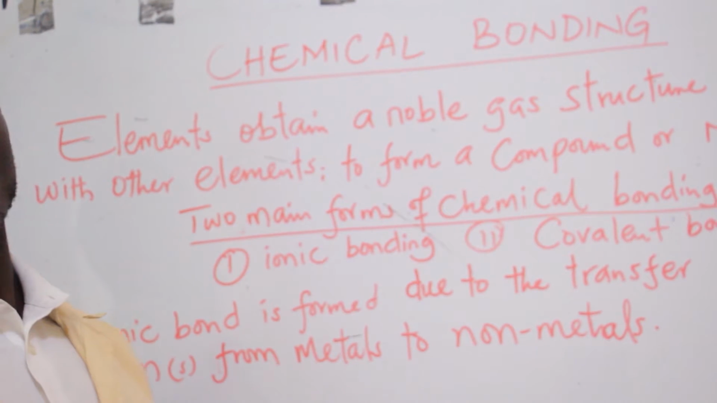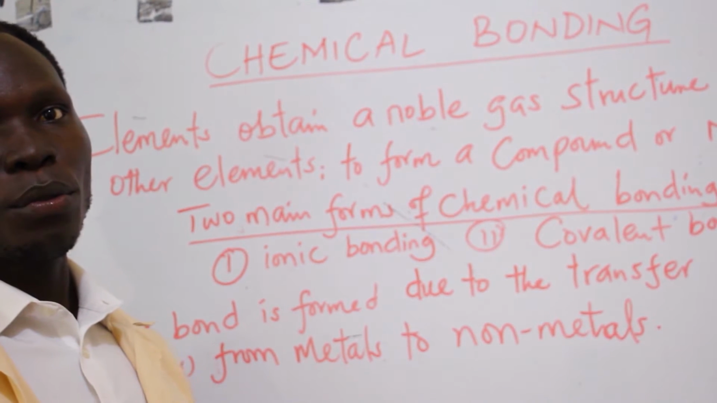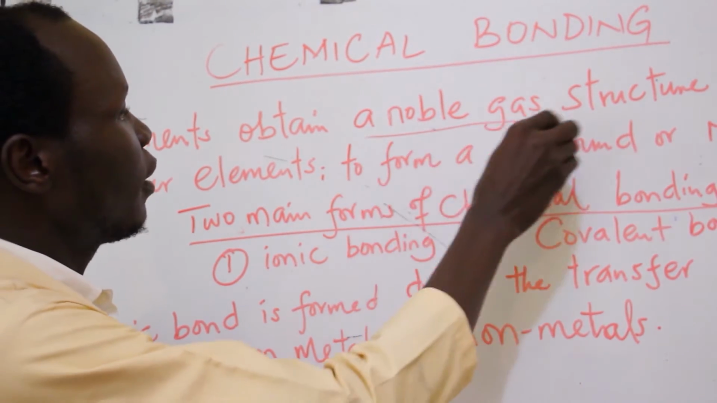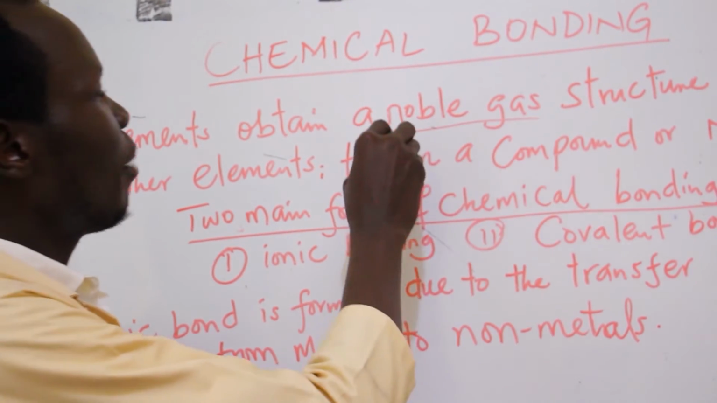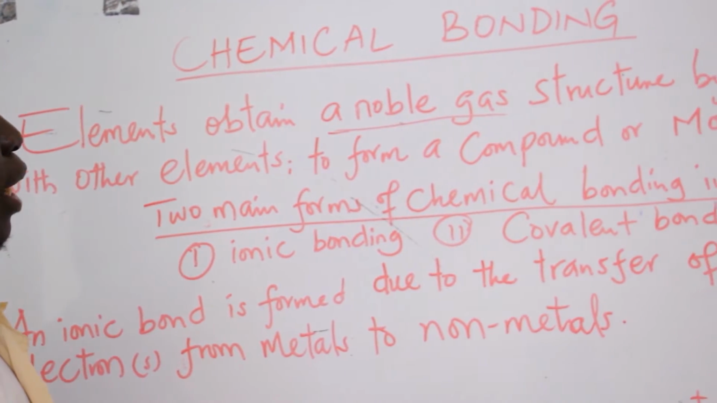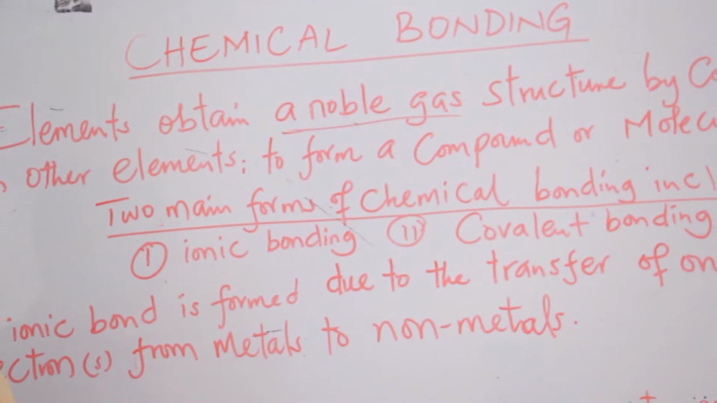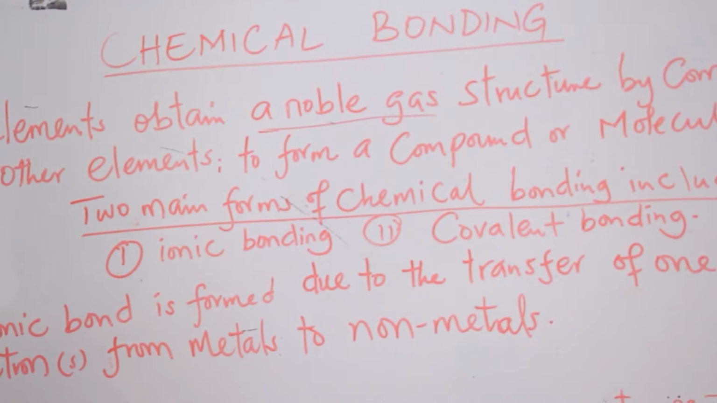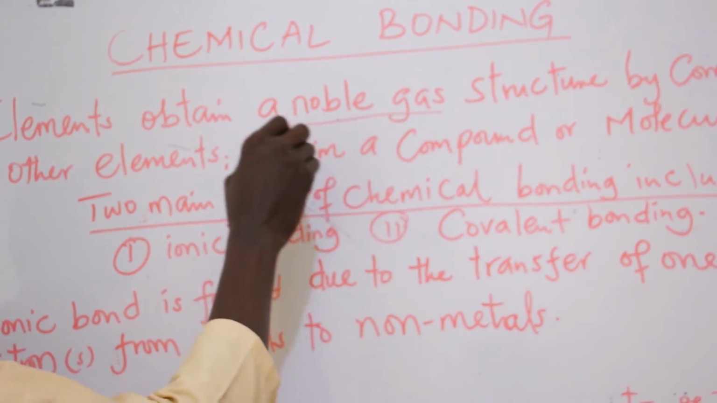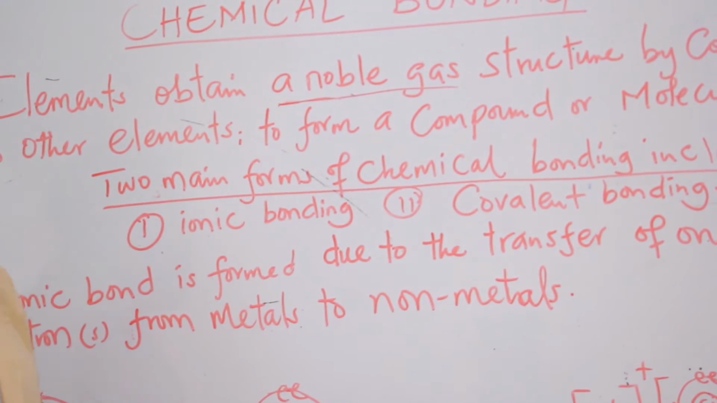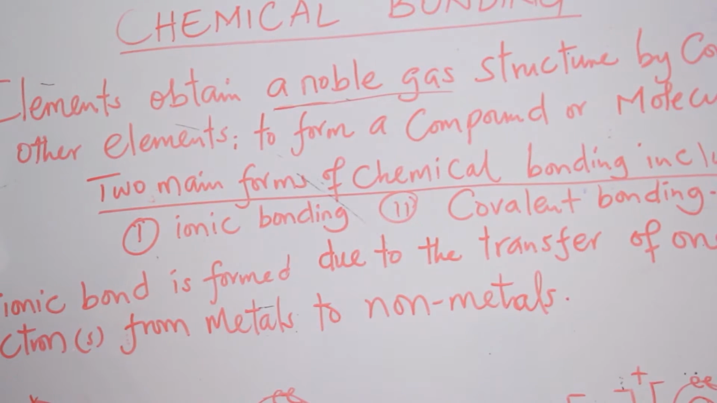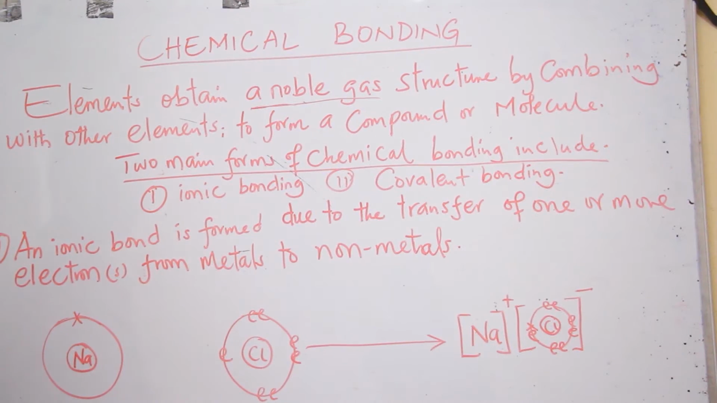Usually, for an atom to obtain a noble gas structure, what are the examples of noble gas structures? We have helium, neon, xenon, and argon, and they are called the stable noble gas structure because they have 8 electrons in their outermost energy levels.